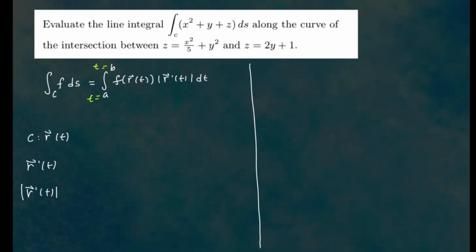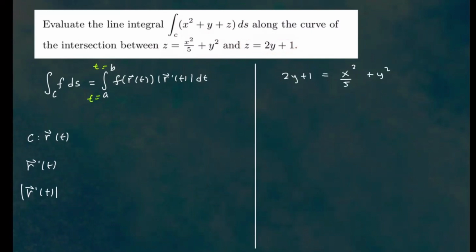So first I'm going to try to find curve C. We look at these two equations and try to find curve C, that's the intersection of the two. We're given that z is equal to this right here, so I can simply plug that in for z and express the equation in terms of x and y. So we will have z, which is 2y plus 1, set equal to x squared over 5 plus y squared.